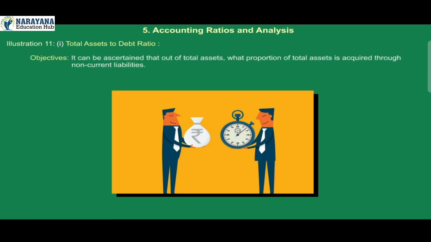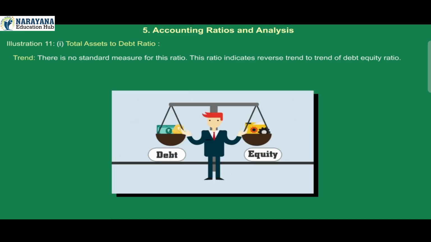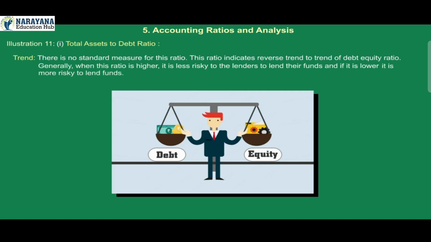Objectives: it can be ascertained that out of total assets, what proportion of total assets is acquired through non-current liabilities. Trend: there is no standard measure for this ratio. This ratio indicates reverse trend to the trend of debt equity ratio. Generally, when this ratio is higher, it is less risky for the lenders to lend their funds, and if it is lower, it is more risky to lend funds.